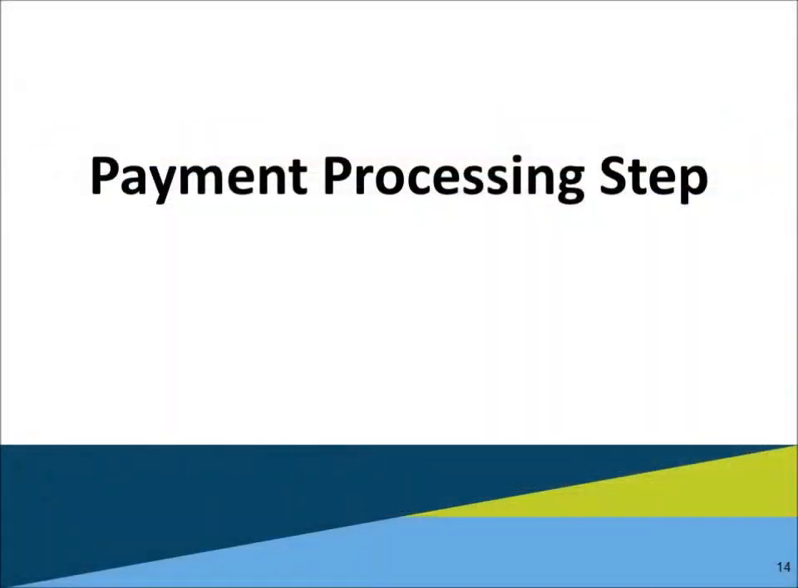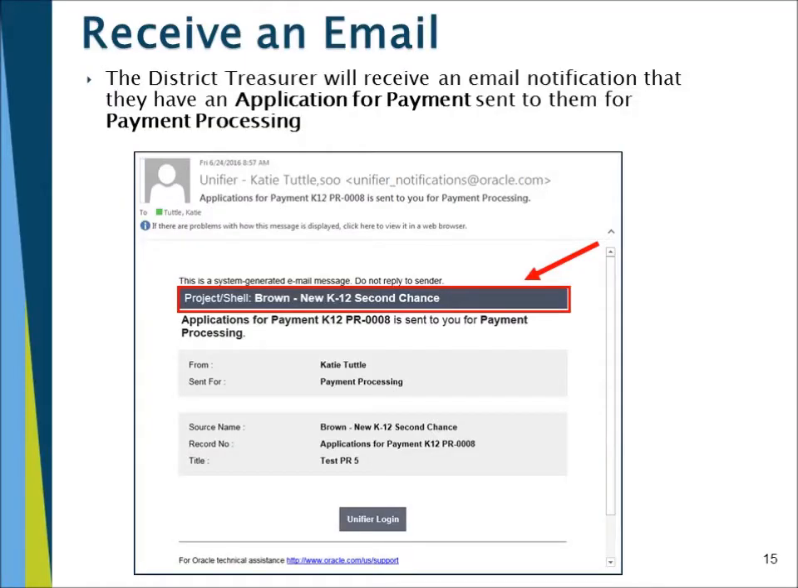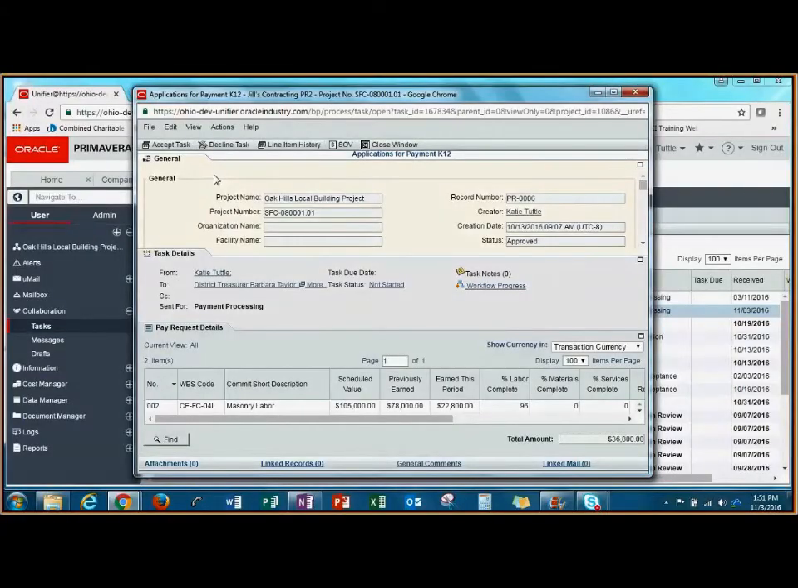Now we're at the payment processing step. The district treasurer will receive an email notification that they have an application for payment sent to them for payment processing. They can click on the Unifier login link to access that task. At the payment processing step, the district treasurer or the owner financial will click Accept Task to begin work.